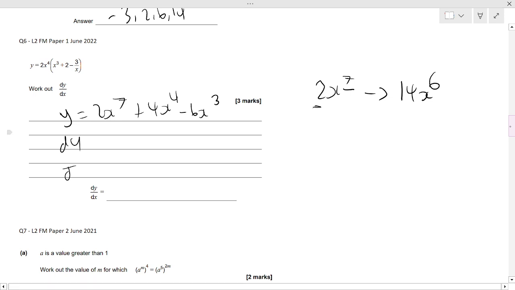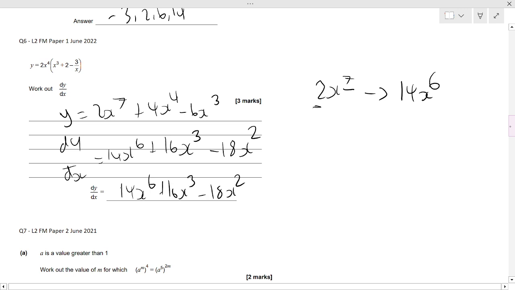So then dy dx, if we differentiate every term here in that way, that's going to go to 14x to the 6. Then 4x to the 4, again, you times the power by the number in front, so 16x, and then you knock 1 off. So 4 minus 1 is 3. In the same way, minus 6x cubed, again, you times the 3 by minus 6 to get minus 18x, and then knock 1 off. So 3 minus 1 is 2. And that is your expression there. Cool.